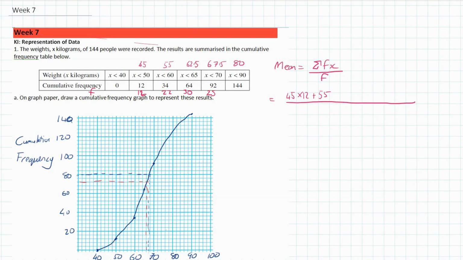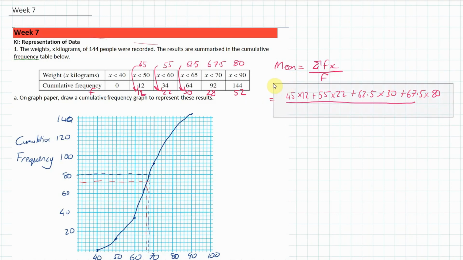And then if you're going from 92 to 144, that's 52. Okay, now what we then do, so times 12, so 55 times 22 plus 62.5 times 30, so we're just timesing these two values and adding all the way along, plus 67.5 times 28. Ooh, running out of room.